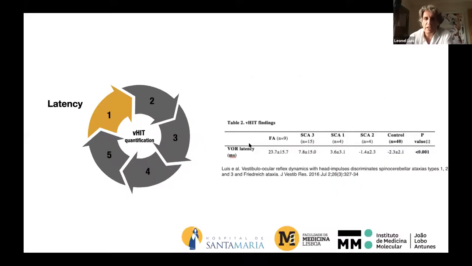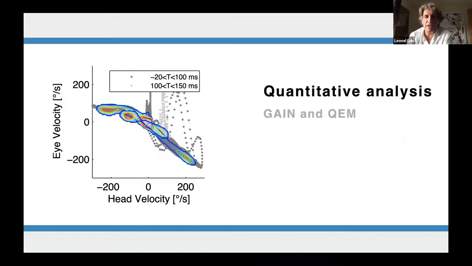And actually this is important because you can differentiate the Friedreich ataxia patient in a group of these neurodegenerative disorders just by looking at the VOR latency, which is much more increased in Friedreich ataxia patients than in SCA3, SCA1s, or SCA2s, or namely controls. So this is the first thing that you could look at. But of course, the most important thing, and that is actually available off the shelf in the solutions sold nowadays, is gain and quick eye movements.